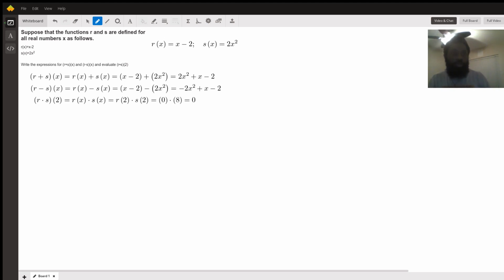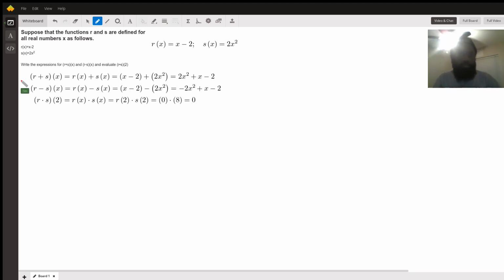Okay, we have two functions, R and S. These two functions are a function of X. R of X equals X minus 2, and S of X equals 2X squared. We must find R plus S, R minus S, and R times S when X equals 2.